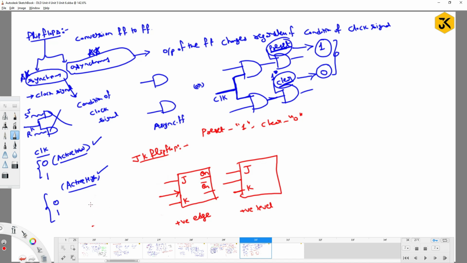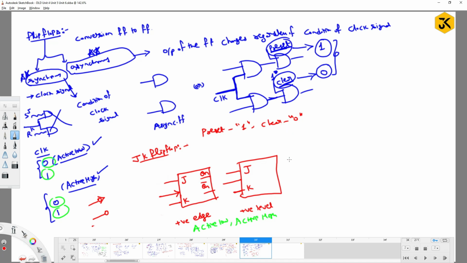Similarly, there are negative edge triggered and negative level triggered flip-flops. I hope you remembered everything. And also, we can define the logic levels: one is active low, another is active high. As I said earlier, active low means 0 is high value and 1 is low value. Active high means 0 is low value and 1 is high value. So depending upon the way you represent them, they completely vary.